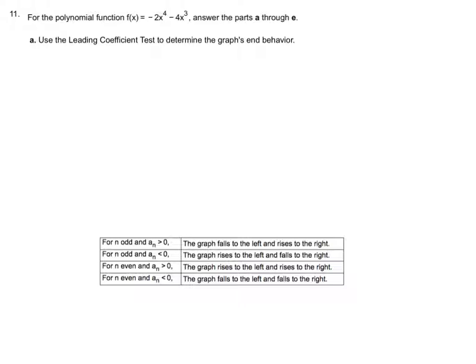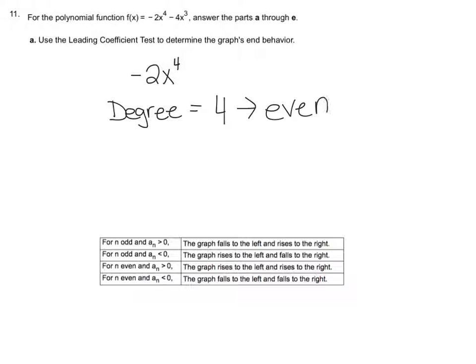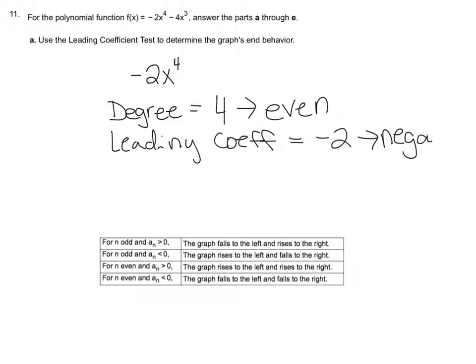First, we're going to identify the leading term. So the leading term is negative 2x to the fourth. That's the term with the highest exponent. Now the degree of the polynomial is 4, which is an even number. And the leading coefficient of the polynomial is negative 2, and that's a negative number. So that's less than 0.